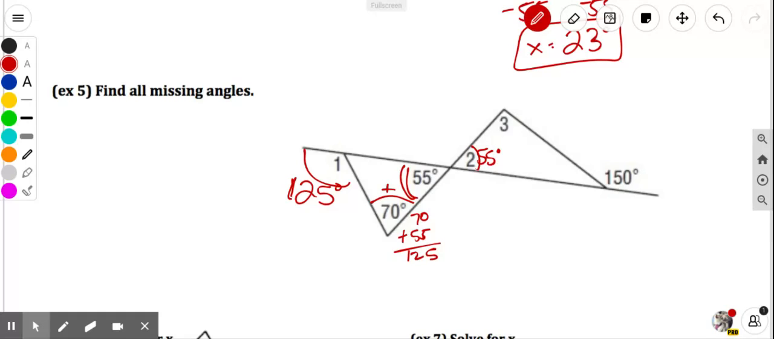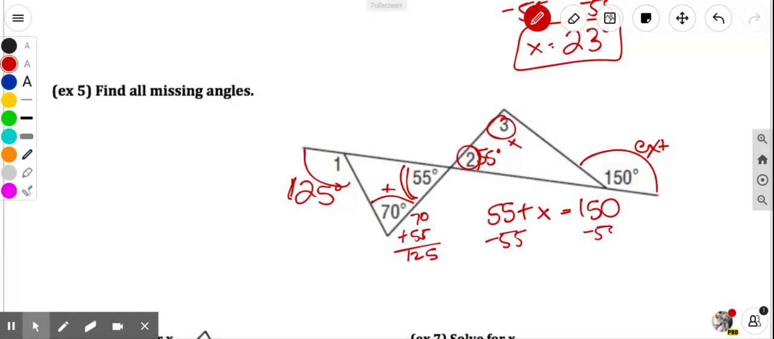Now over here, this is an exterior angle, the 150, and then 2 and 3 are, again, remote interior angles. So we're going to have 55 plus, we'll call it x, equals 150. So to solve for the measure of angle 3, we're just going to subtract 55. So that would be 95. So that's the measure of angle 3.